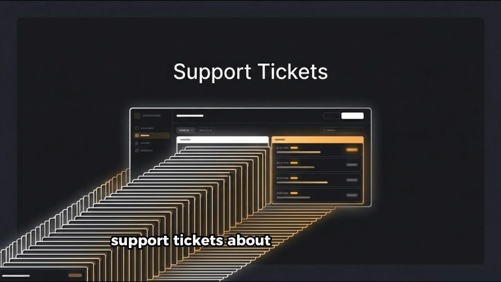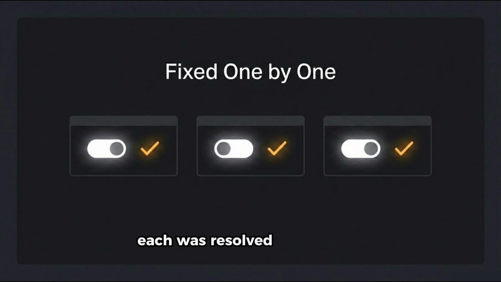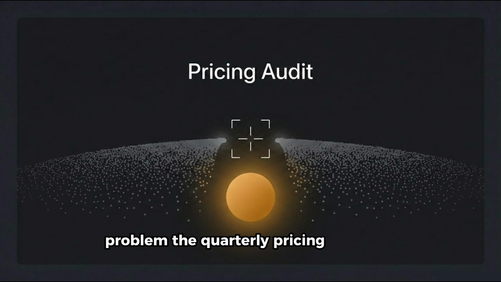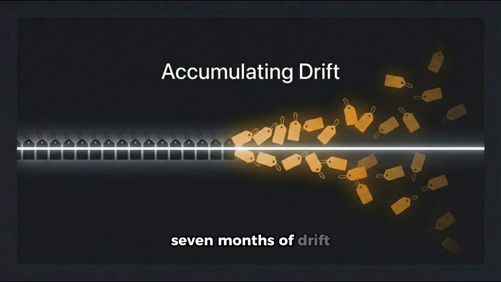Support tickets about incorrect prices had been arriving for months. Each was resolved individually. The customer received the correct price. The record was manually corrected. Nobody had connected those corrections to a systemic problem. The quarterly pricing audit did. 7 months of drift. 3% of prices wrong. Hundreds of individual tickets treated as isolated incidents.